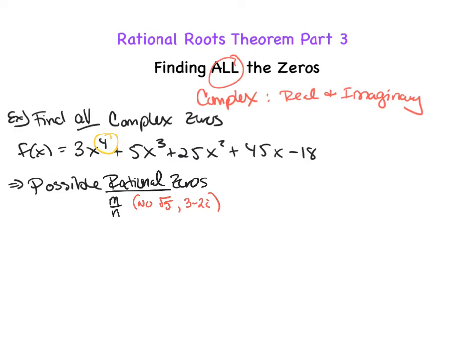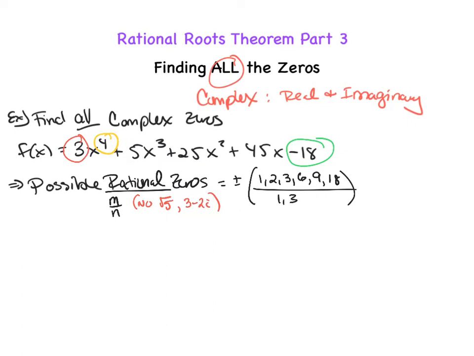Our possible rational zeros would be plus or minus all the factors that go into 18. So that would be 1, 2, 3. 4 does not go into 18, neither does 5. 6 does. 7 and 8 do not, but 9 does. And 10 through 17 do not, but 18 does. All the numbers that go into 3 would be in the denominator, and fortunately that's a small list. It's just the numbers 1 and 3.